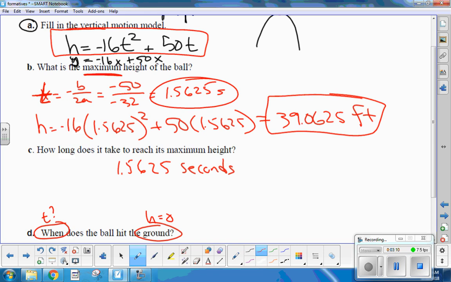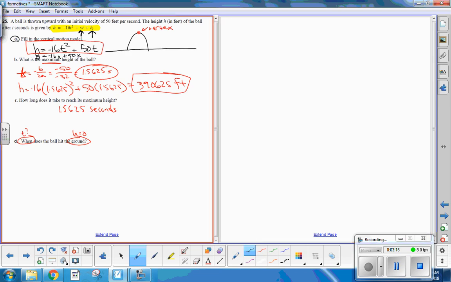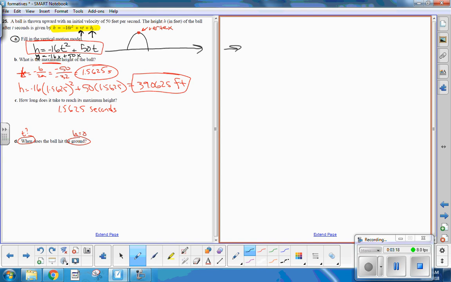So what I'm going to do is I'm still using this original equation the whole time. Only now my H is 0. And you can solve this a couple ways. You can solve this by quadratic formula, or you can solve it by factoring. Factoring works because there's a GCF, but I'm going to go ahead and do it by quadratic formula. So my A is negative 16. My B is 50, and I don't have a C, so I have to use the 0.